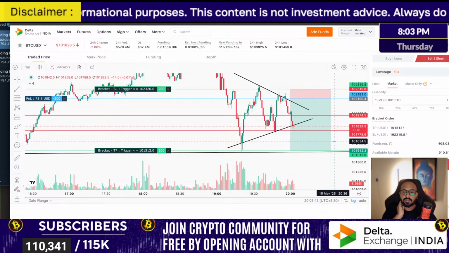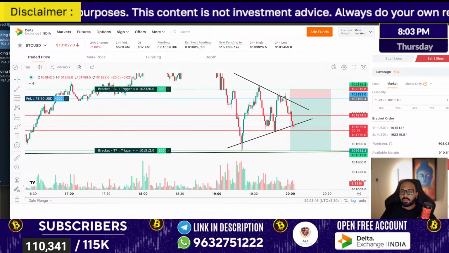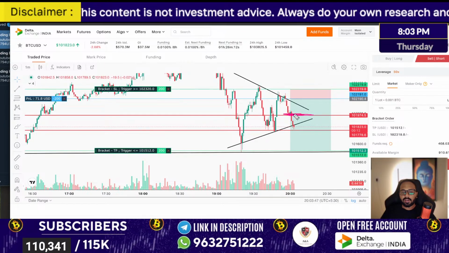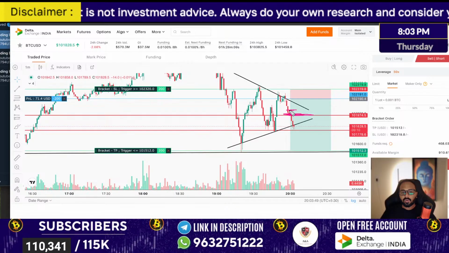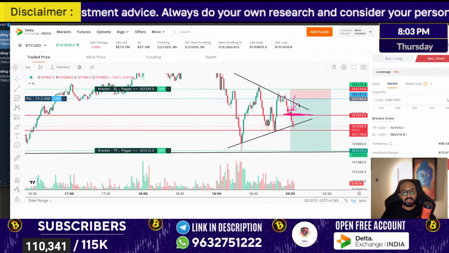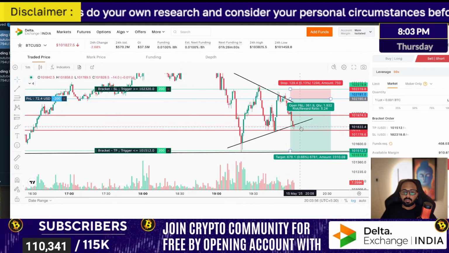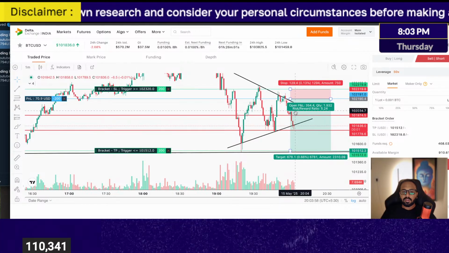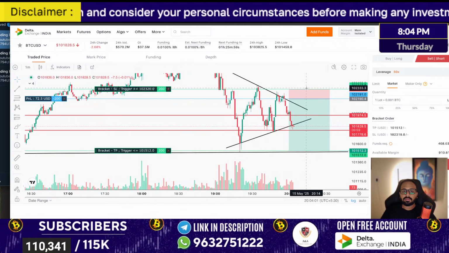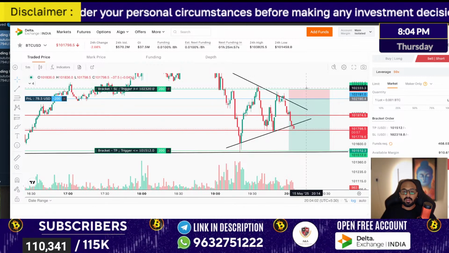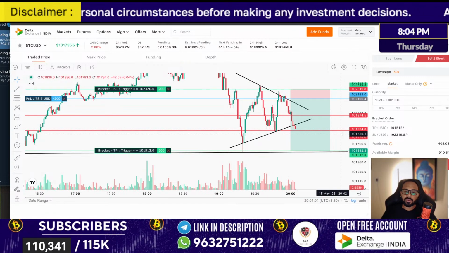$1,01,970 entry. You have taken entry somewhere here, you're saying, right, sir? Just keep your stop loss above this candle. Because you've taken entry here, there's no point in keeping the stop loss as per what I have kept. That will be too far for you.